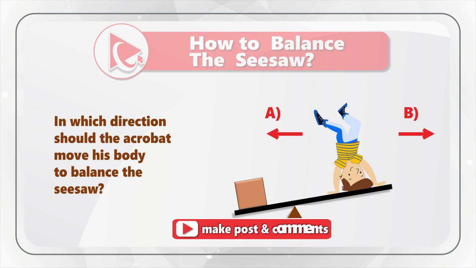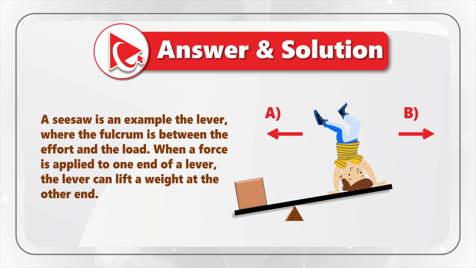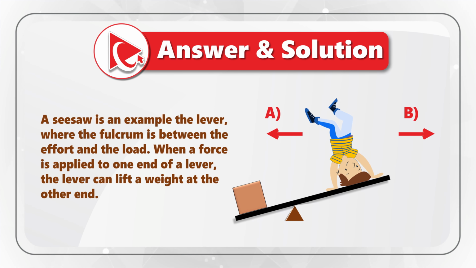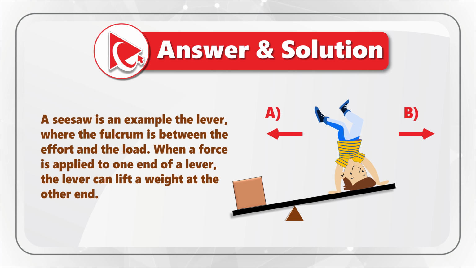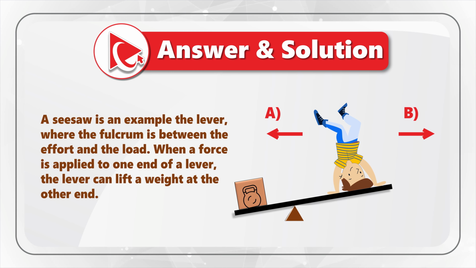As you might be well aware, the seesaw is an example of a lever, where the fulcrum is between the effort and the load. In our example, we have a weight on the left side of the seesaw and an acrobat on the right side of the seesaw. The key principle of balancing the seesaw is that a force applied to the end of the lever can lift the weight at the other end.